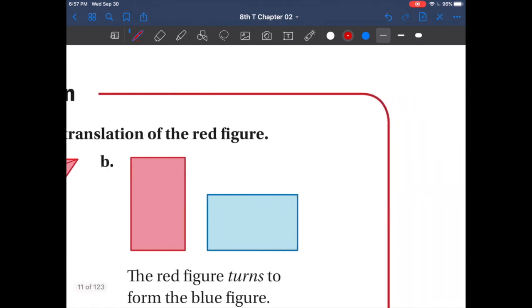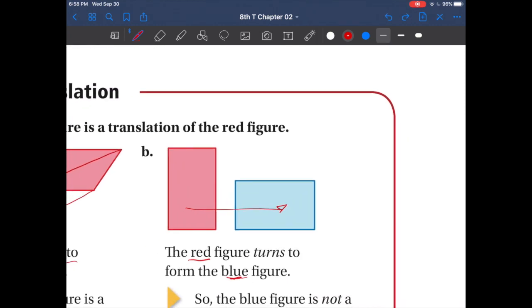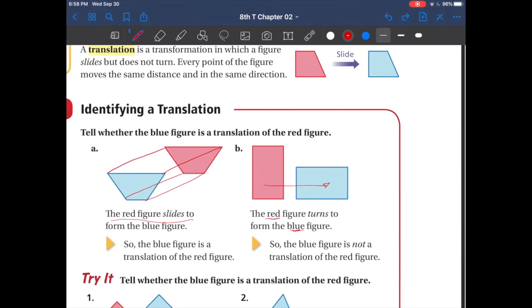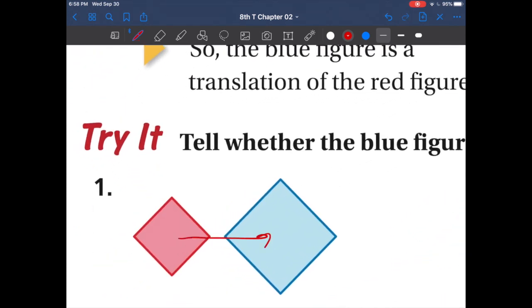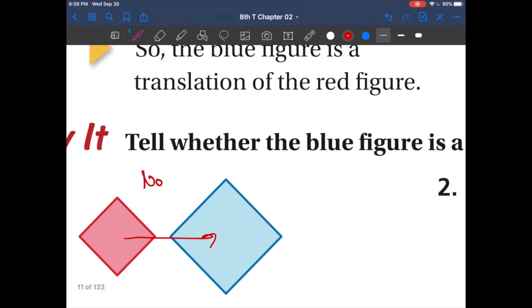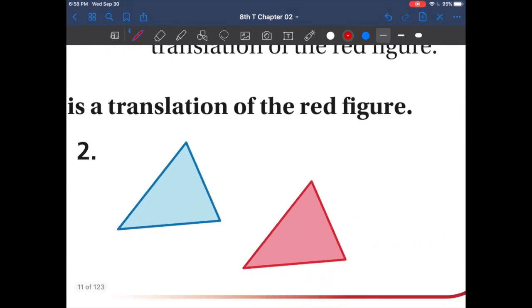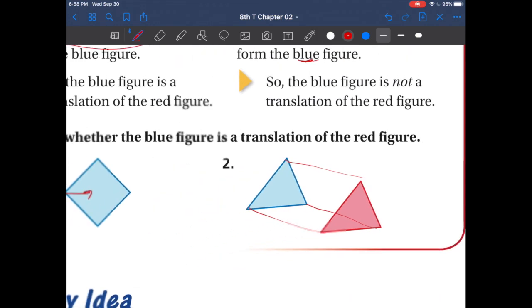Okay, let's take a look at this one. Is this one a translation? It goes from the red to the blue. Well, it looks like it slid over, but it also tipped over. So that is not a translation. Okay, it is not a translation. Let's do a few more. From the red to the blue, is this a translation? No, it is not. Why? Because it changed the size. Remember, translations are only sliding, okay? Is this a translation? Yes, it is. Everything moved the exact amount of space, okay?